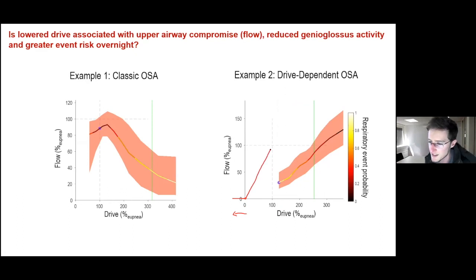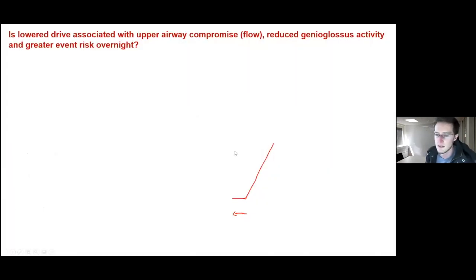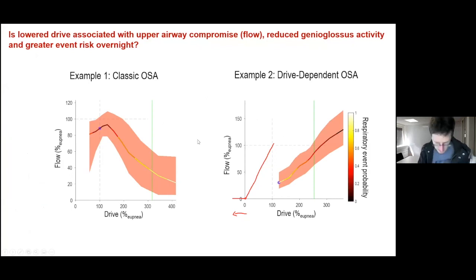Can I draw a straight enough line with the mouse? Almost. Oh, lost it. All right, that looks all right.